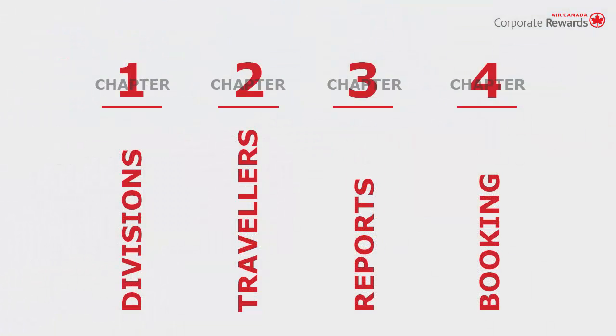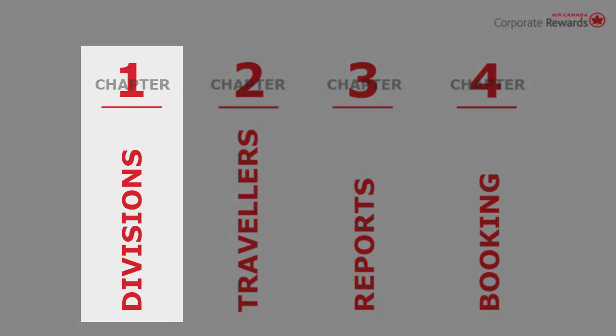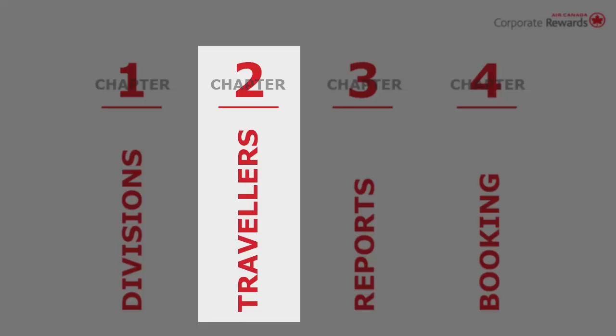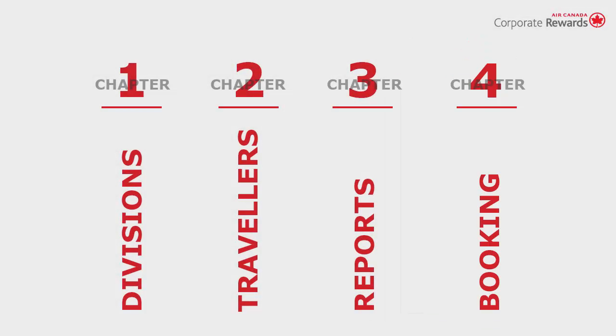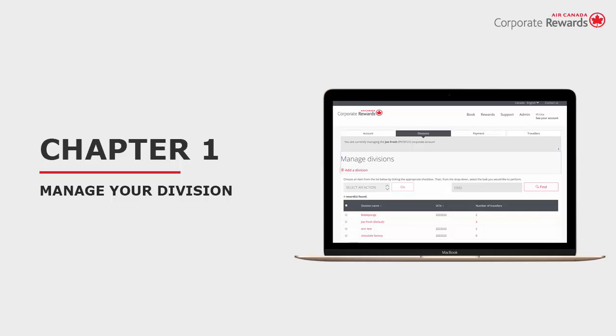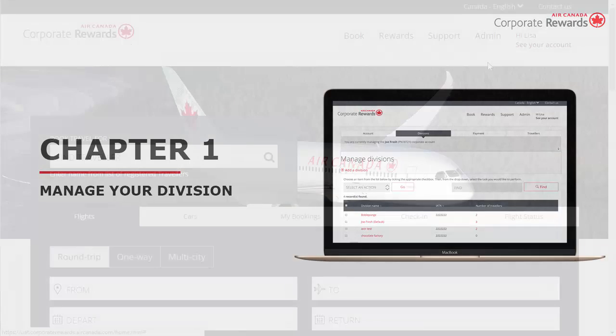In this tutorial, there are 4 chapters that will help you understand the overall platform and how each function works. We will be covering how to organize the division that you were assigned to, add and manage travelers, run reports, and finally, book. We have lots of great features to show you today, and as you will see, it's quite straightforward. Let's start with Chapter 1, Setting Up Your Division.